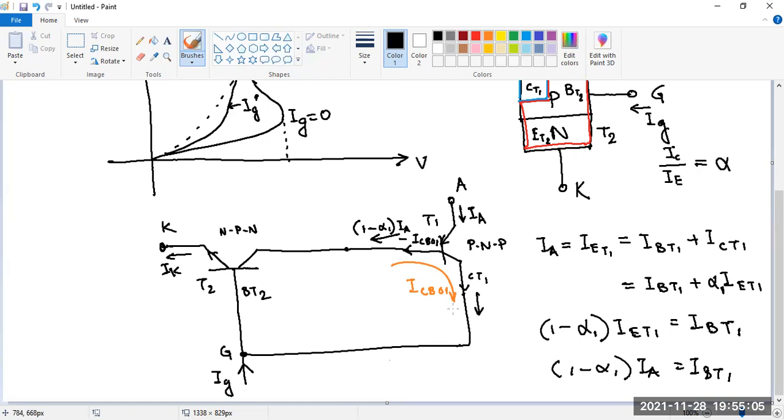And here the reverse saturation current will be additive with the collector current. Now what is the collector current? The collector current is basically alpha 1 IA plus this current. Have you understood?